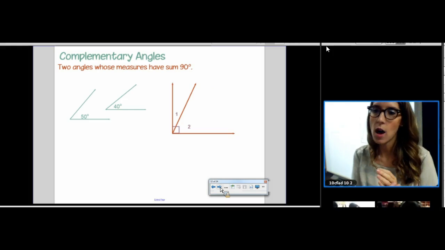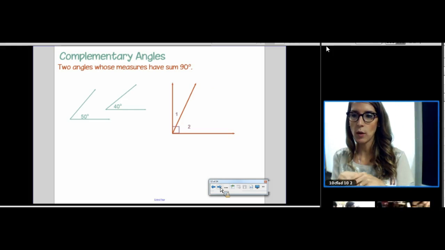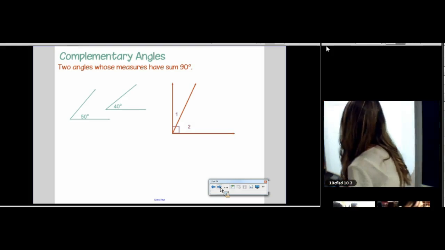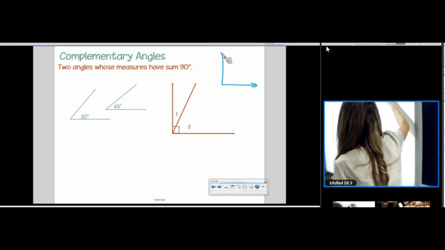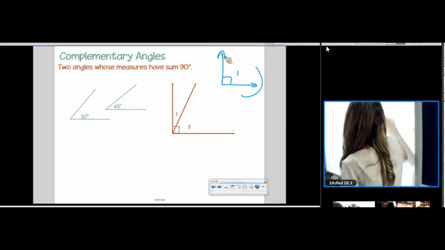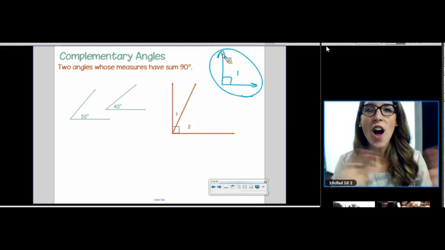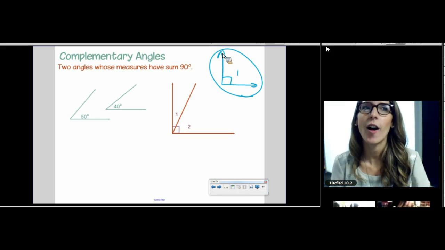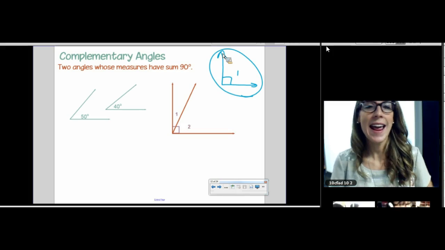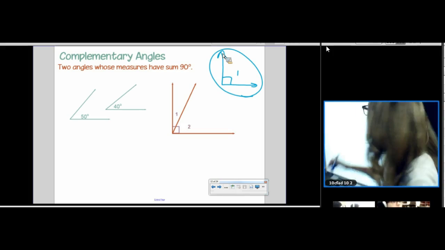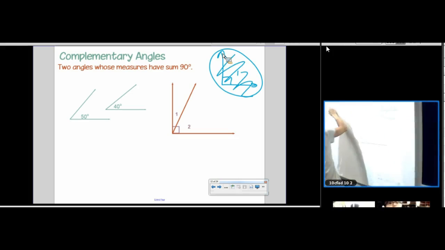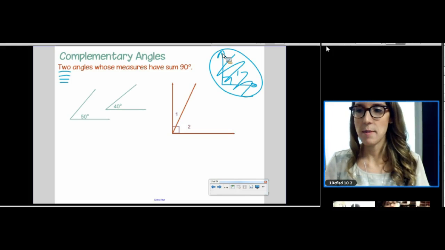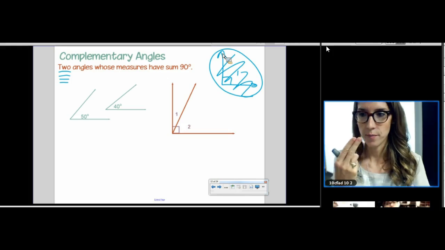This is old news, complementary angles. I just wanted you to see two different ways that we could put complementary angles. Two angles whose measures have a sum of 90. Let me tell you one thing students get mixed up about. This angle right here, angle number 1, is not a complementary angle. What's that called? What's angle 1 called? A right angle. So an angle by itself cannot be complementary by itself. Notice it says two angles. Okay? So two angles whose measures have a sum of 90. So it's a pair.